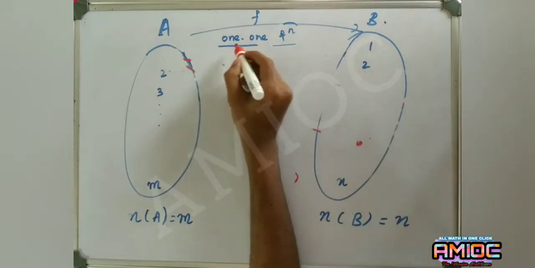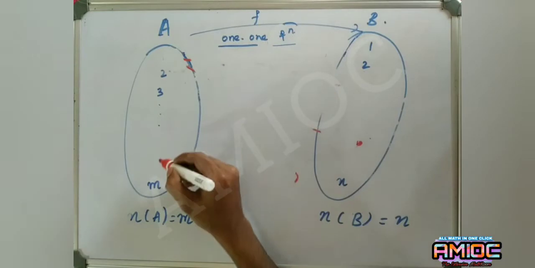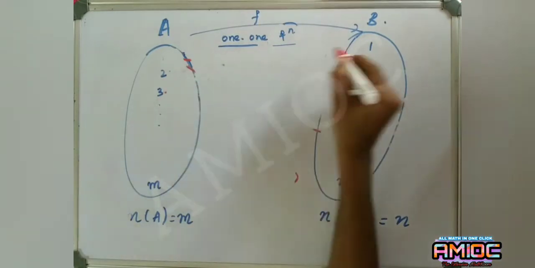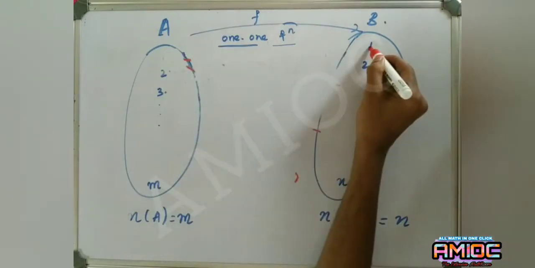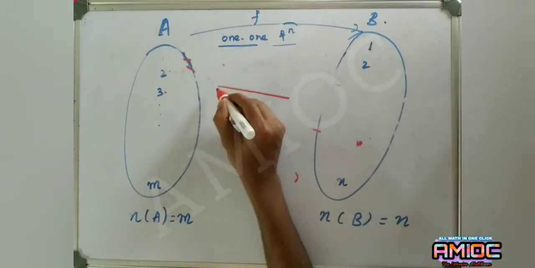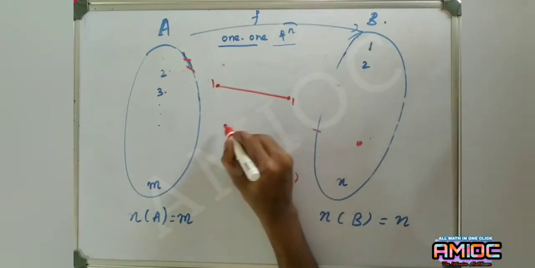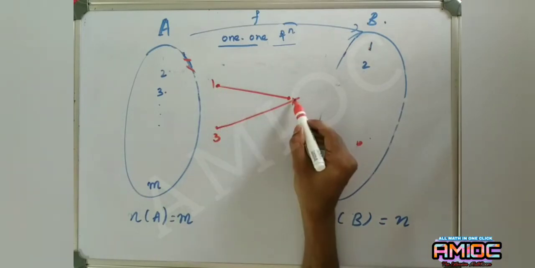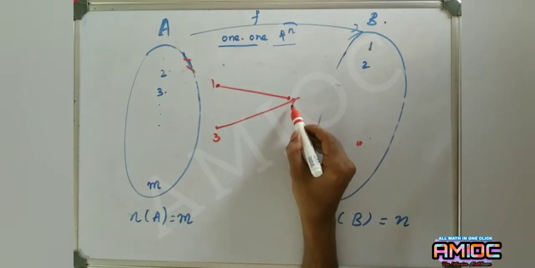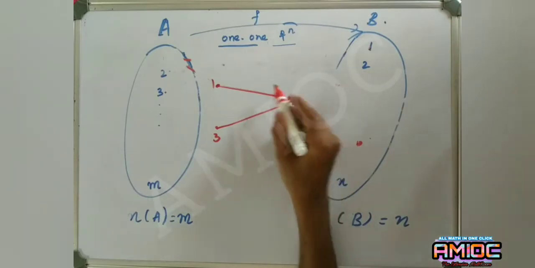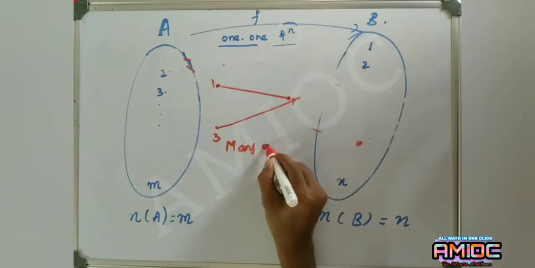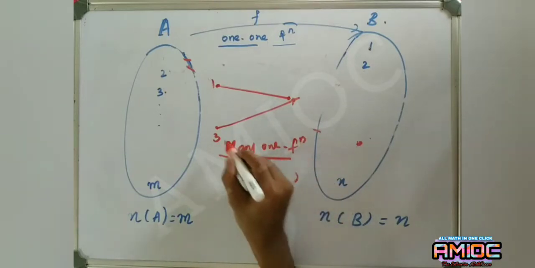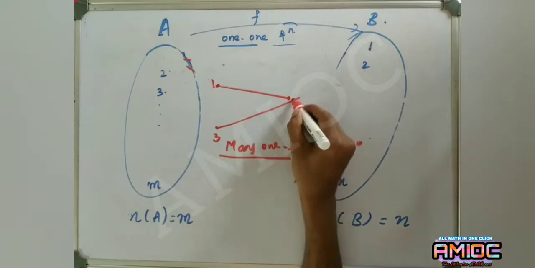Now, we want to discuss 1-1 functions. If I am mapping 3 to 1 and 1 to 1, then 1 is mapped to 1 and 3 is mapped to 1. That means distinct points have the same image. This type of function is called a many-one function. What do we mean by many? More than one. Many, more than one, having one.